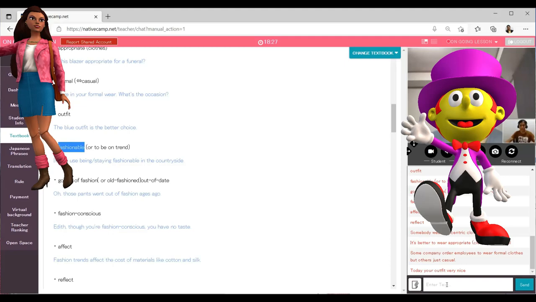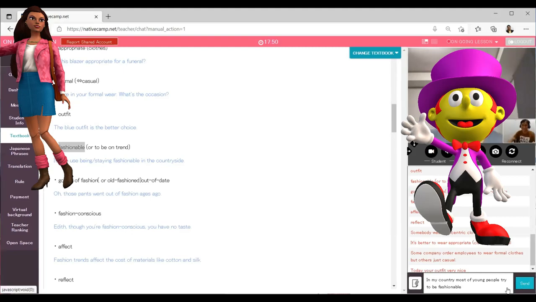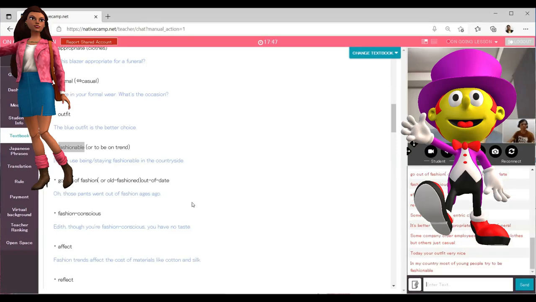In my country, most young people try to be fashionable and they care about outfits or to be fashionable. Most young people try to be fashionable. Okay, so they want to be in, right? Yeah, they like the modern type of young generation.